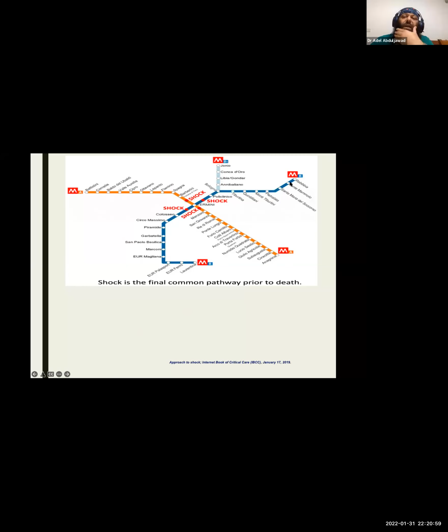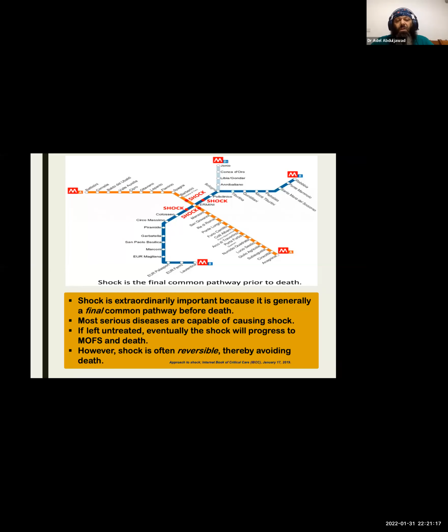So from where you are coming with the type of shock, it will end up with the patient in a shock state, either cardiogenic, obstructive, or distributive. If left under-recognized, if left untreated, eventually it will lead to mortality. So we have to know that shock as a state is important. Why? Because, as I mentioned, it's generally a final common pathway before mortality.